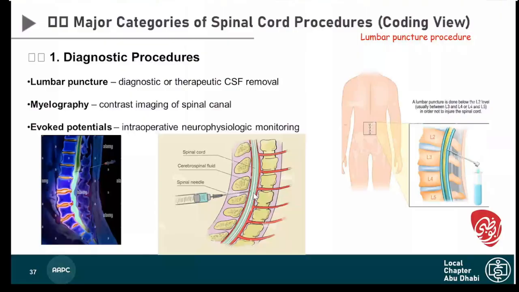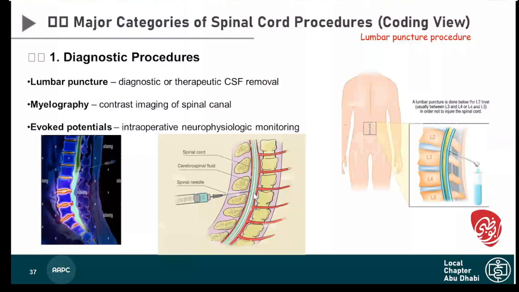Evoked potentials are also intraoperative neurophysiologic monitoring. So physicians will create electrode signals to the spine for monitoring. So this is the diagnostic. These are the procedures that come under diagnostic studies: lumbar puncture, myelography, evoked potential.